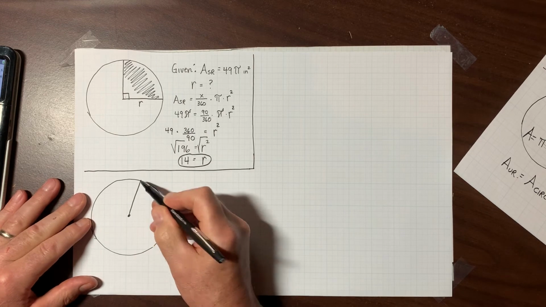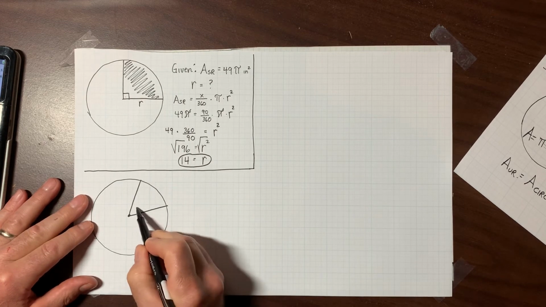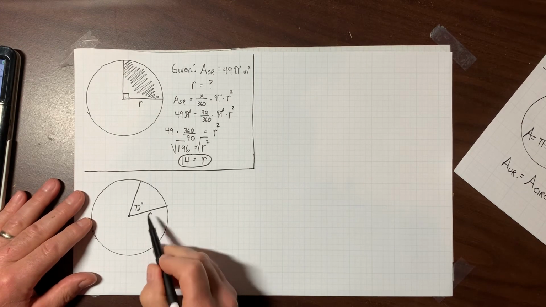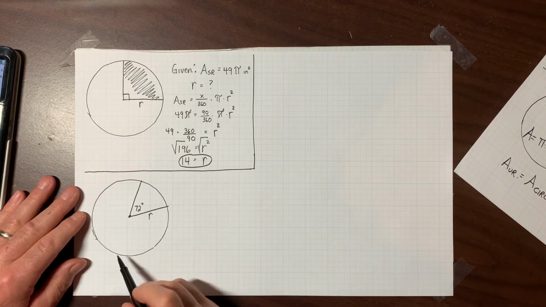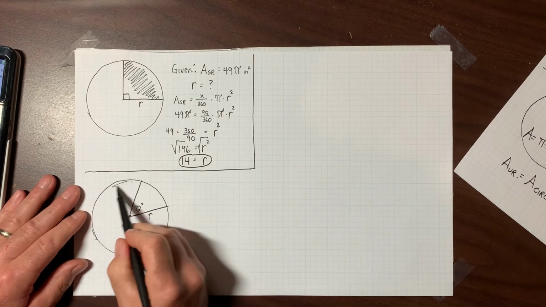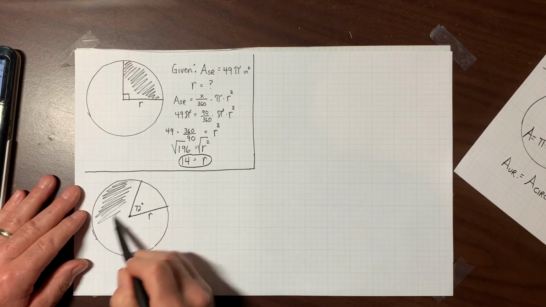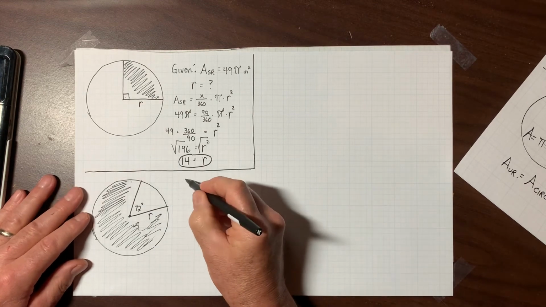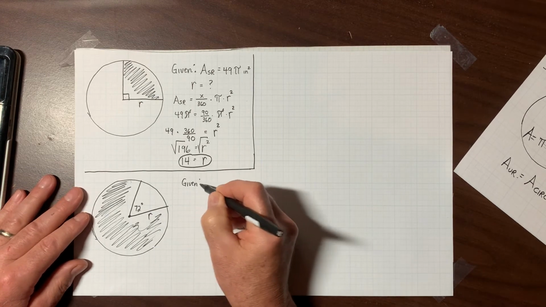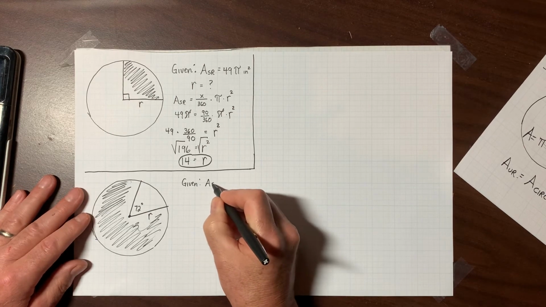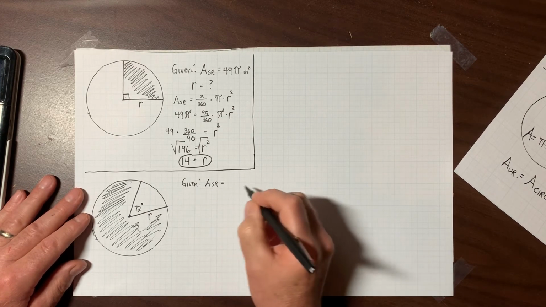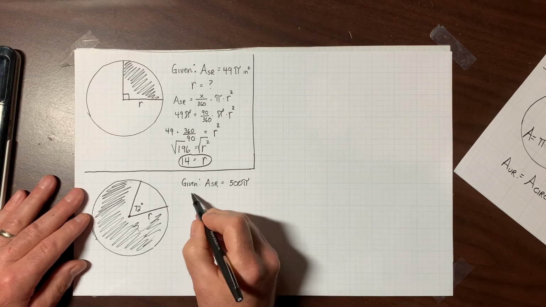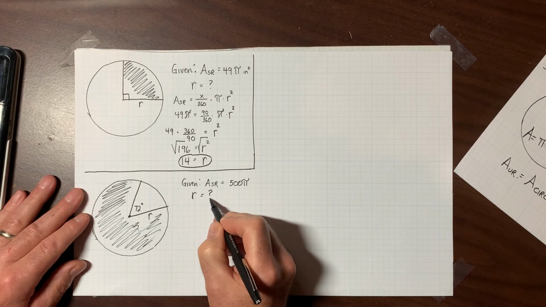This problem has a 72-degree central angle here, and r is only given as r, so we don't know r. And this part of the circle is shaded. Here's what we know. We are given that the area of the shaded region is equal to 500 pi. And we are asked to solve for r.